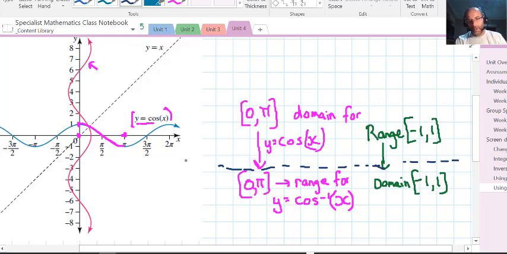Okay, so above the dotted line we've got 0 to pi and -1 to 1 for domain and range for cos x, as you know, and for inverse cos x we have now the opposite, they swap around, and so we've got a restricted domain of -1 to 1, and a corresponding range of 0 to pi.